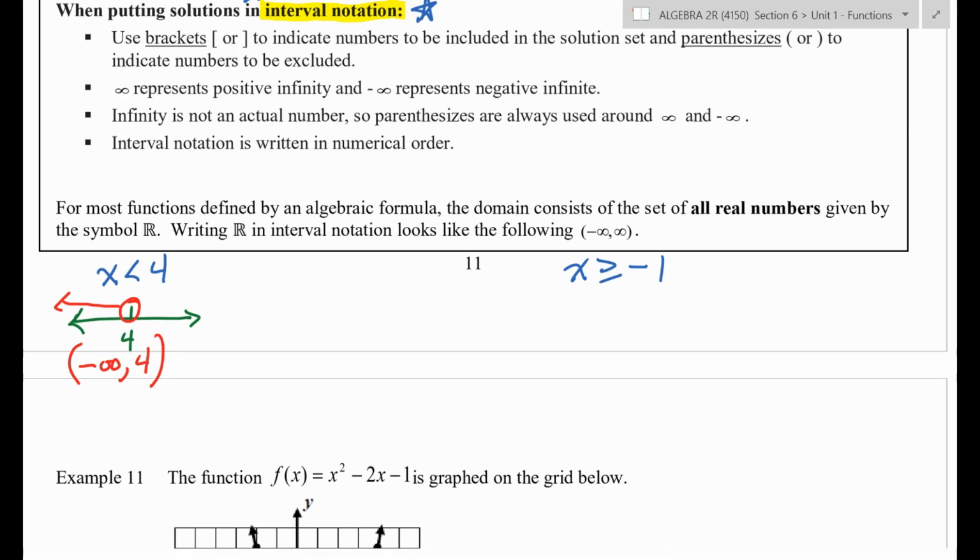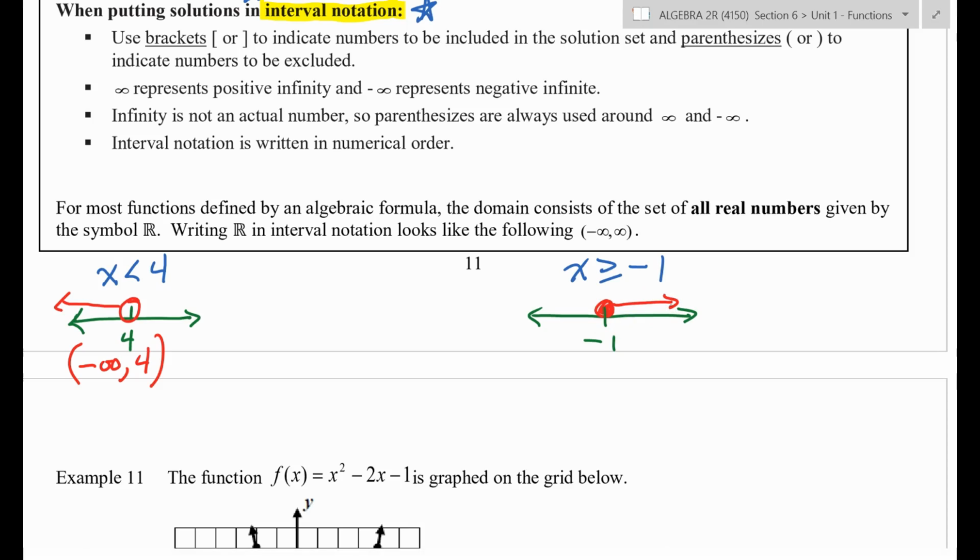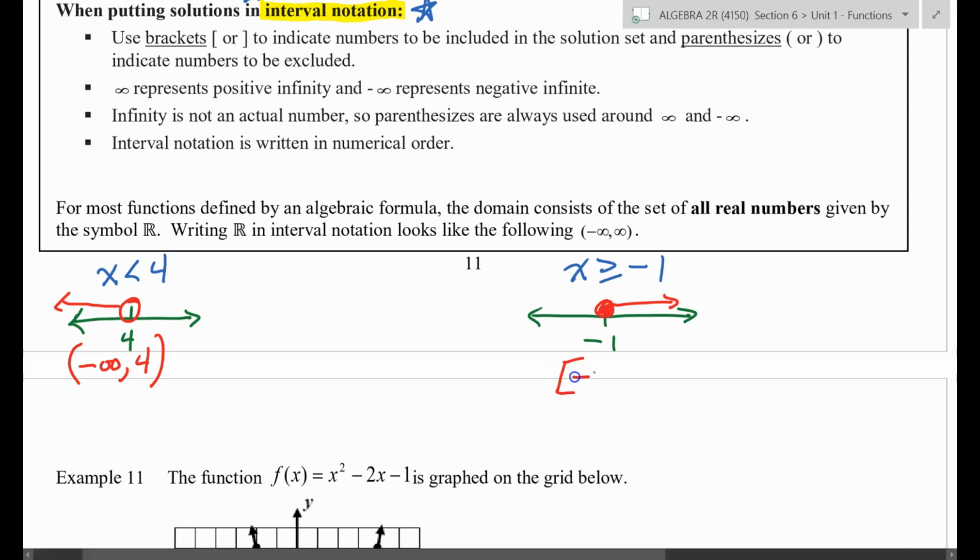And how does this last one look? Well, I have my number line. I start at -1. And I want values that are greater than or equal to, which means what kind of a circle? Closed or filled in, and shading to the right. So last thing of the day, where does that interval begin? -1. Am I allowed to be -1? So I put a bracket. And where does it end? Infinity. Am I allowed to be infinity? No, so I use a parenthesis.